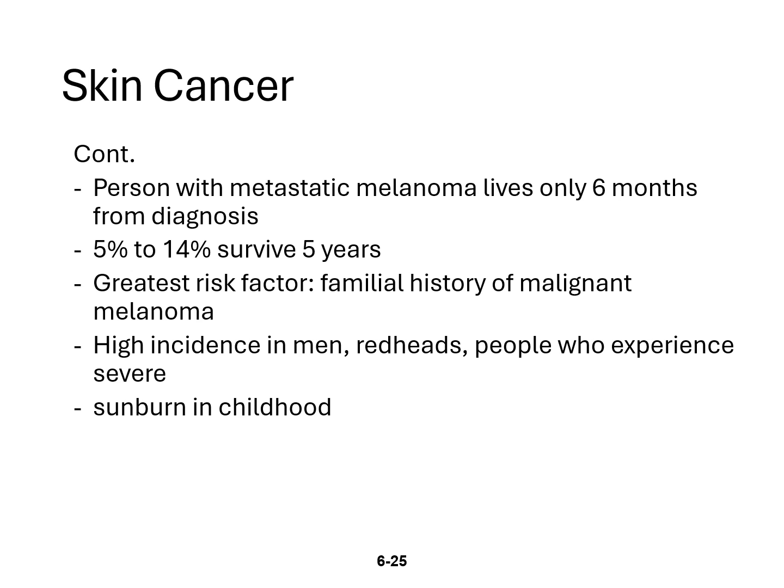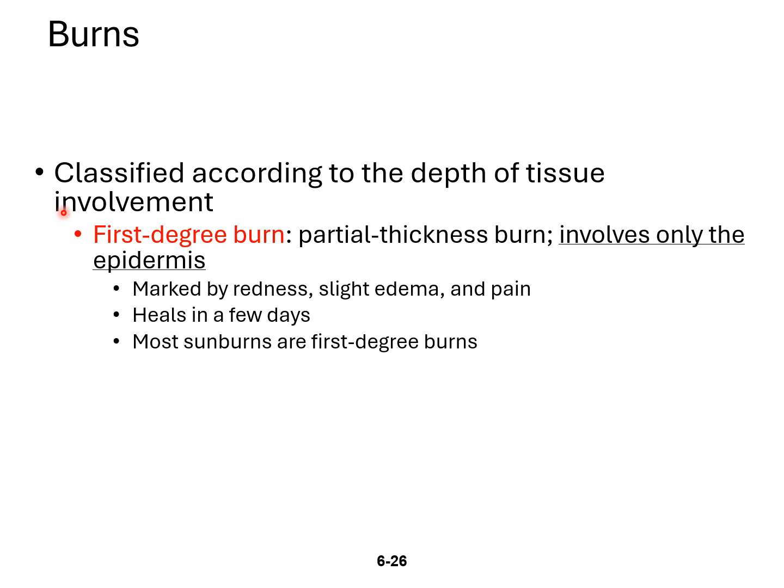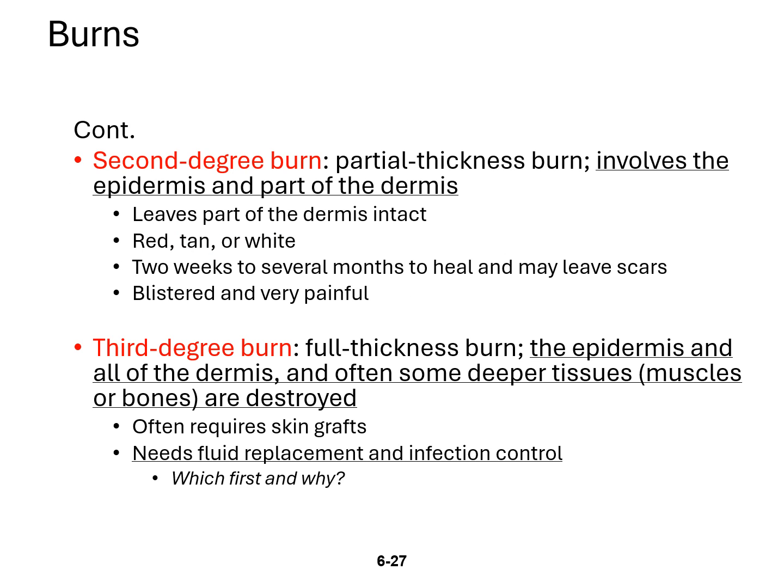Now we're going to look at burns. So the burns are going to be classified by what depth of tissue they're involved. So first degree, partial thickness, involves only the epidermis. Because the epidermis is the first layer, that's going to be the first degree. You touch something hot, it's going to be redness, some pain, slight edema. Heals within a few days. Most sunburns are types of first degree burns.